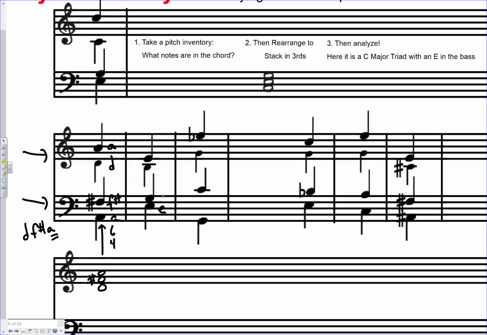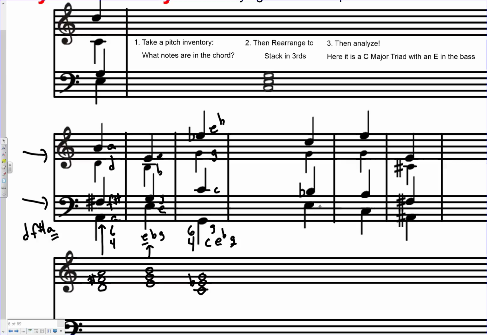This next one we have E, G, B, E. My triad is spelled E, G, B with an E in the bass. So that's a root position triad. In the next one I have a G, C, G, E flat. If I rearrange those into superimposed thirds, I get C, E flat, G. And the G is in the bass, which is the fifth. So this is a chord that's in second inversion, 6/4.